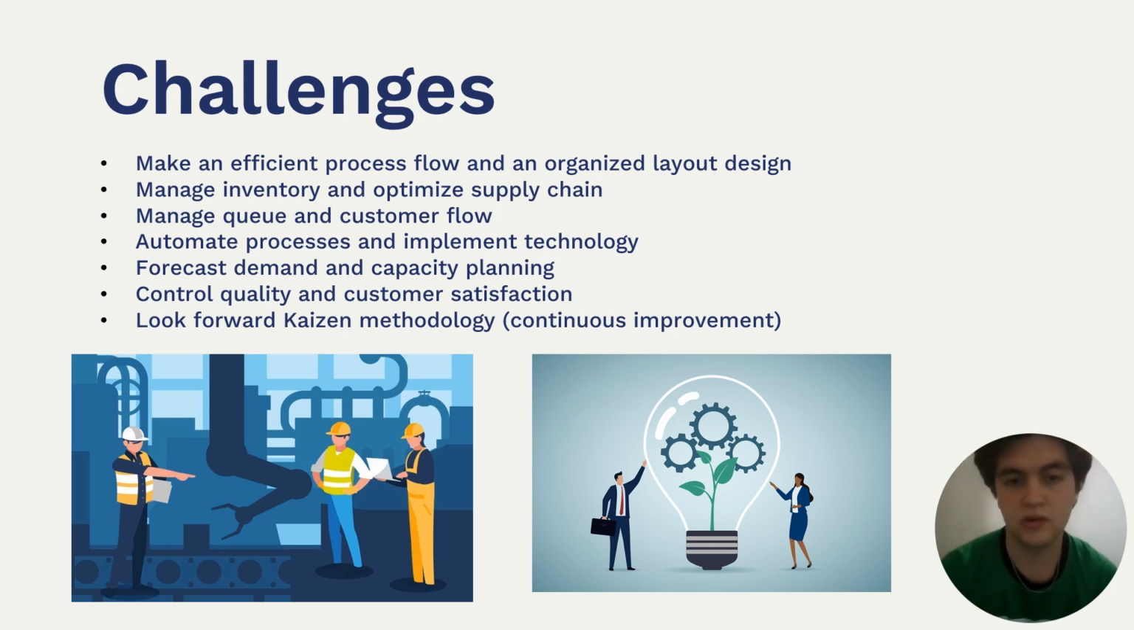It is also important to have automated processes and implement technology in order to have an efficient system. To forecast demand and capacity planning in order to prevent food toxicity and control quality and customer satisfaction. And it could not be an industrial engineer based presentation if we don't include the Kaizen methodology. That means the continuous improvement in our business or company. And we are going to see all of these challenges in more detail in the next slides.